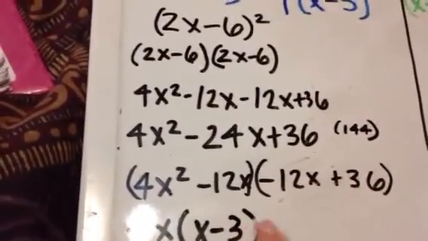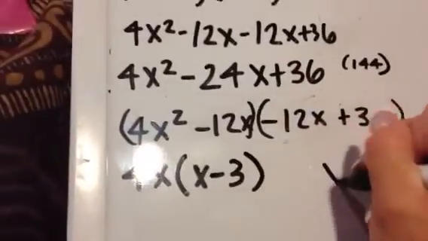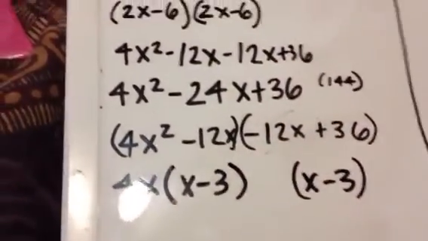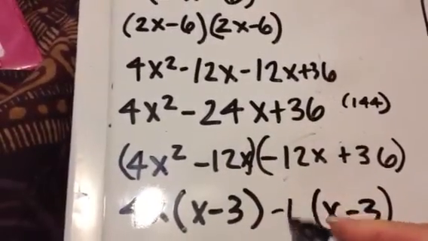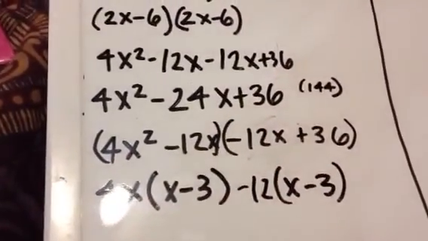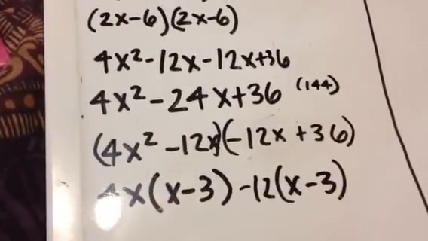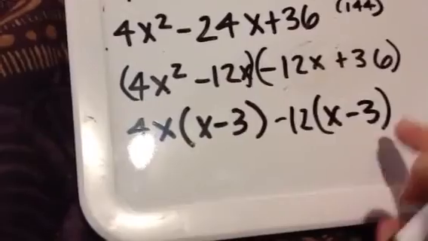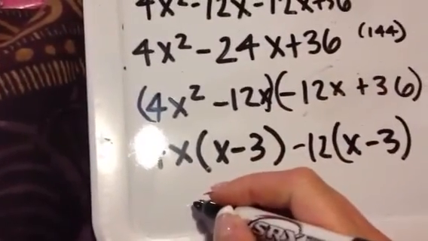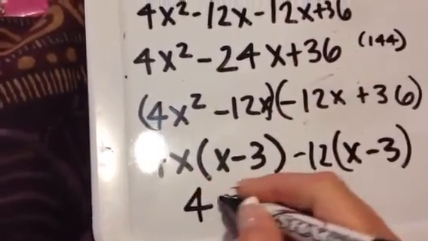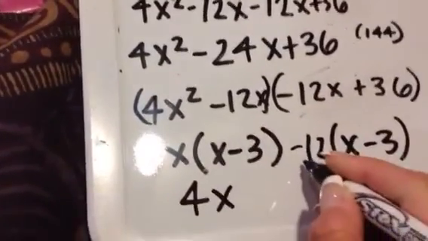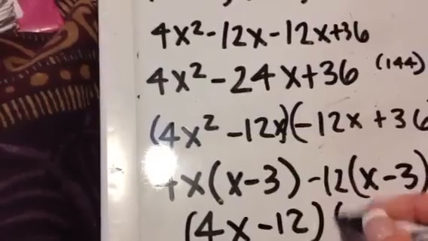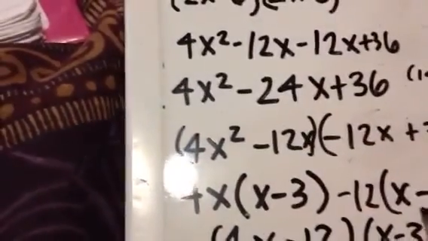Now from this set, you want to force this x minus 3. And from that set, you would bring out a negative 12. So now that you have these two things, you get the factors of 4x minus 12 and x minus 3.